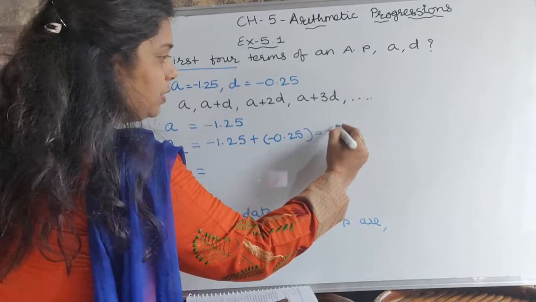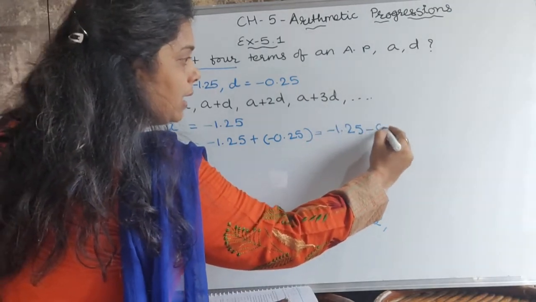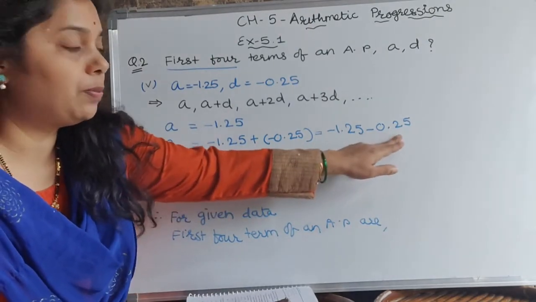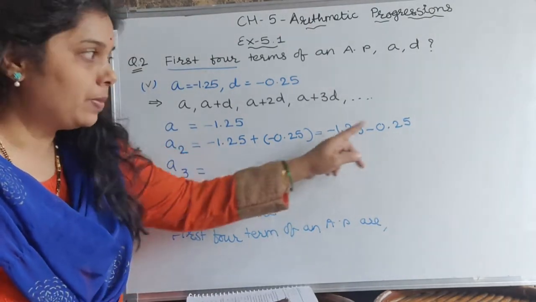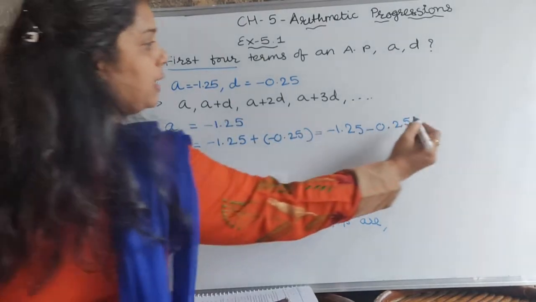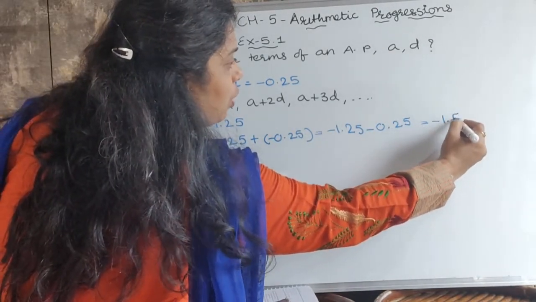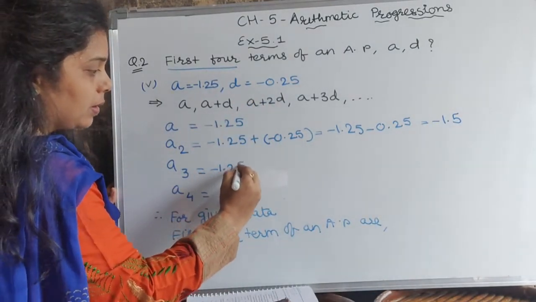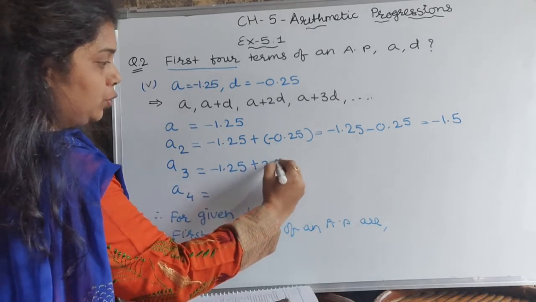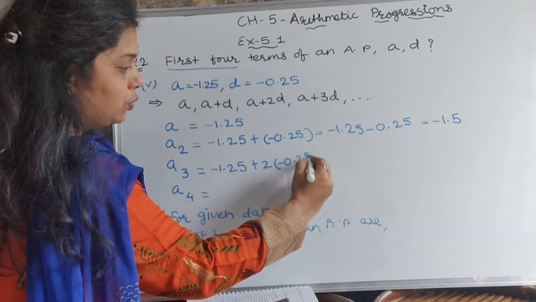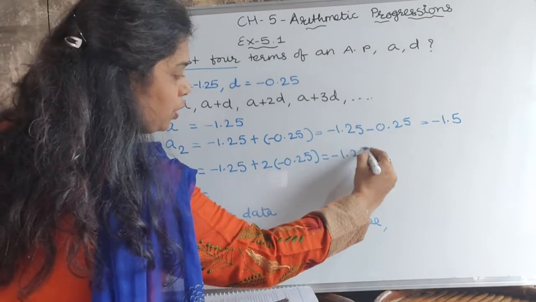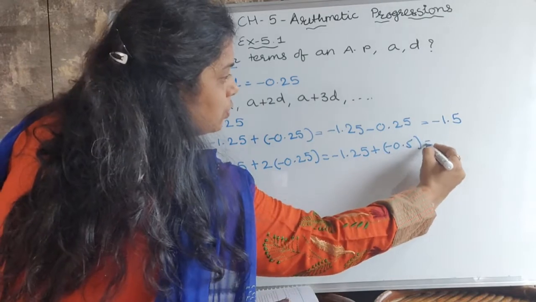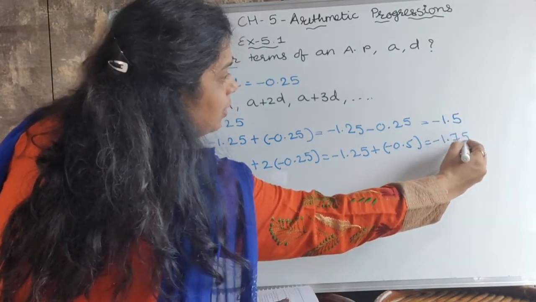Okay, I do the simplification. Minus 1.25 minus 0.25. So 1.25 and 0.25, so it is 1.5 and it is minus. Okay, so the final answer is minus 1.5. Similarly here A plus 2D, 2 times 0.25. It means minus 1.25 and plus minus 0.5. So it is equal to minus 1.75.